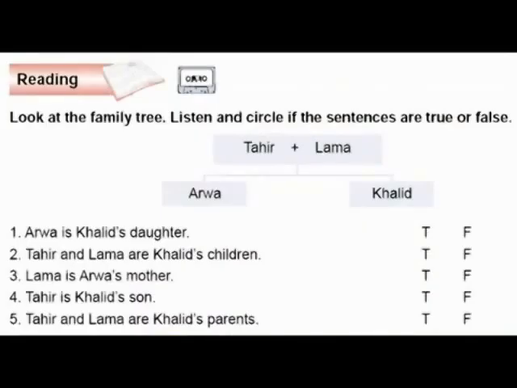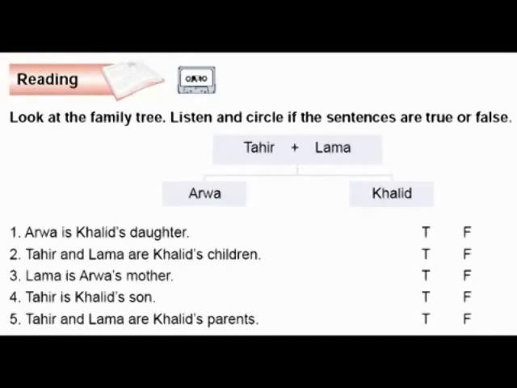Unit 5, Lesson 4, page 48. Reading. Look and listen to the given family tree. Then, write if the statements are true or false. 1. Arwa is Khalid's daughter. 2. Bahir and Lama are Khalid's children. 3. Lama is Arwa's mother. 4. Bahir is Khalid's son. 5.